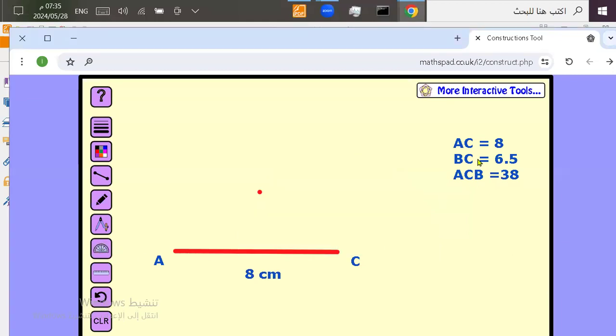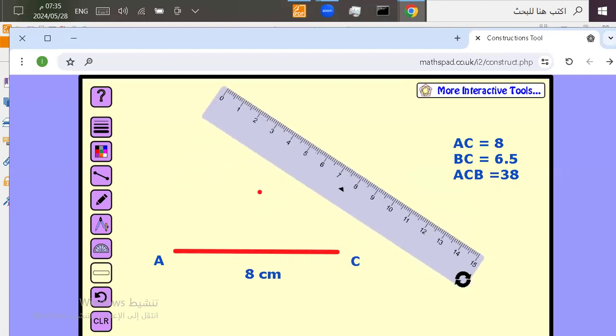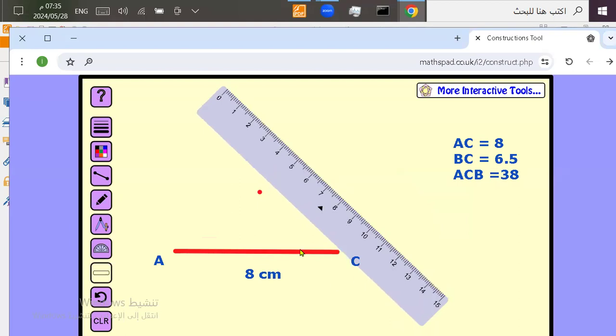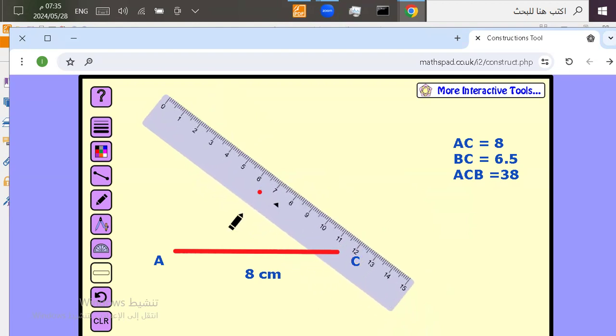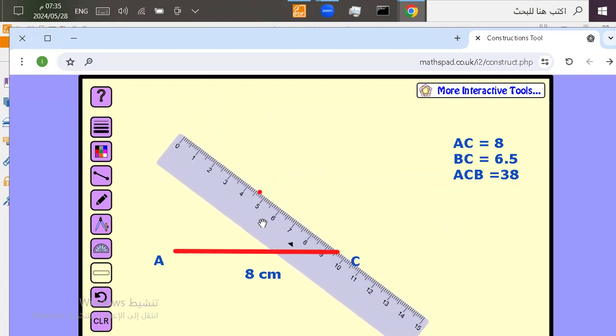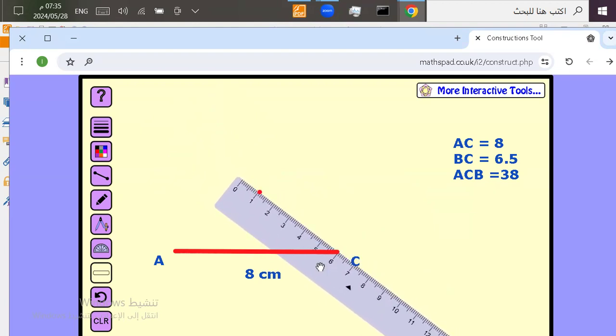Now, the line that we need is 6.5 centimeters. So we're going to use a ruler for this. We take the ruler, we put it like this. We need 6.5 centimeters. So let's turn it a little bit so we have the same line. This is 6. Now this is 6.5 over here. So the line should be like this, from 6.5 till the 0. And this is the 6.5 line.